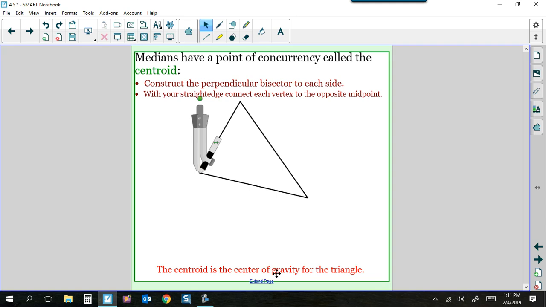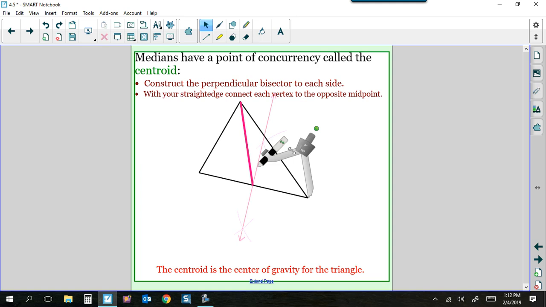So to do this, if I just start on the bottom here, you're going to open your compass over half the distance. Again, I would recommend just swinging up here and down here. Repeat from the opposite side, the other end point. There's your intersection, there's your other intersection. It's going to intersect right around here. Don't forget to then use your straight edge to draw the median.